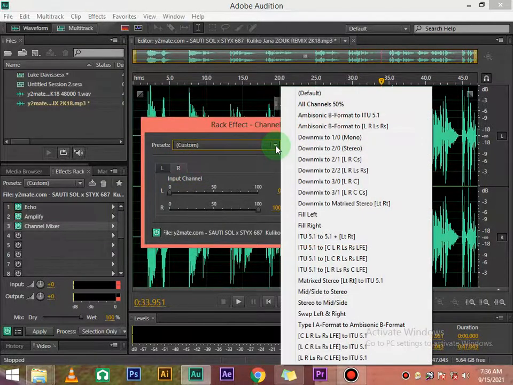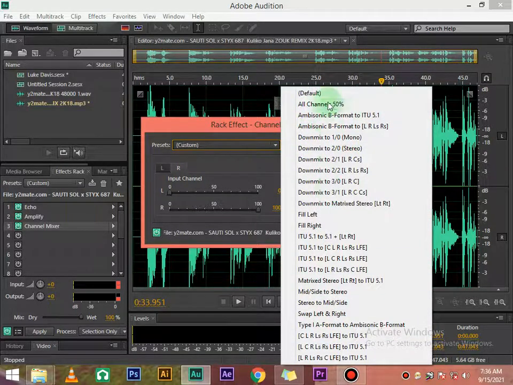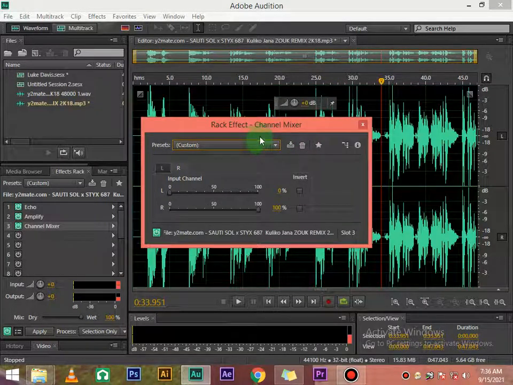Now under this we also have presets. This first one is default, so you can always select the default ones, or you can choose any of the presets which are on this side and apply those effects. So ladies and gentlemen, those are some of the few effects that we can use.